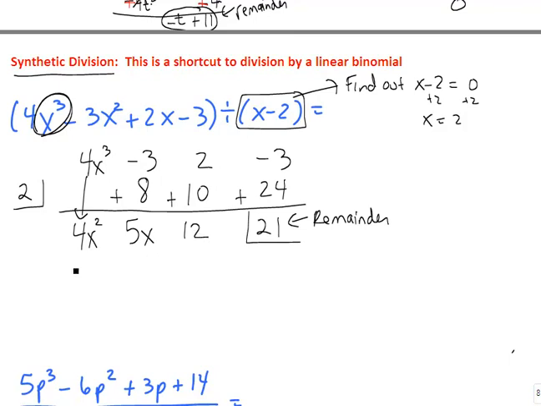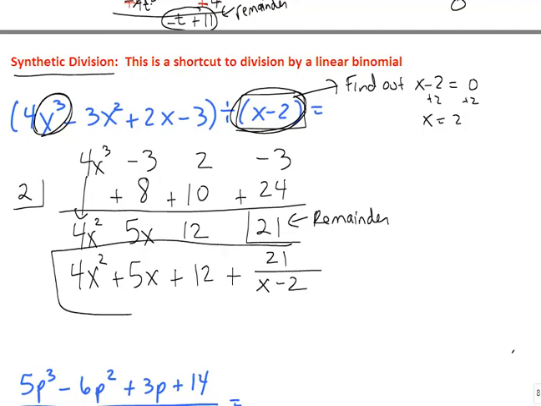So this becomes 4x squared plus 5x plus 12. And then because we had a remainder, we're going to add on the end our remainder fraction. 21 goes on the top, and remember what you were dividing by originally is what goes on the bottom. So here's our solution. So that's how synthetic division works. It's actually going to be quite easy once you get the hang of it.